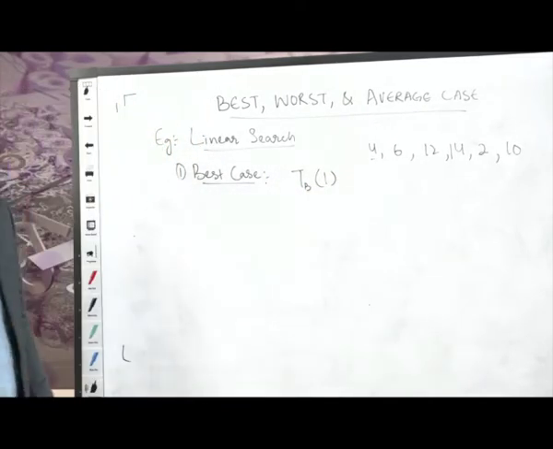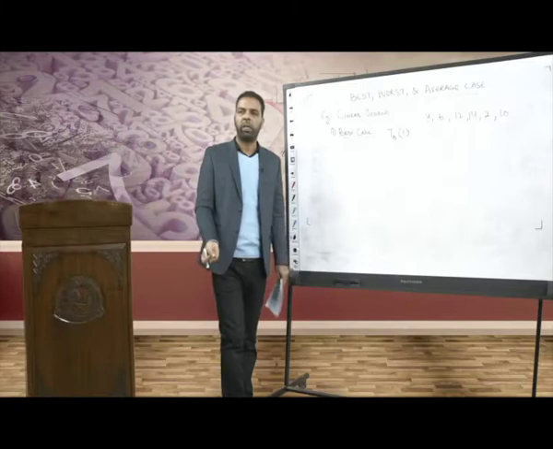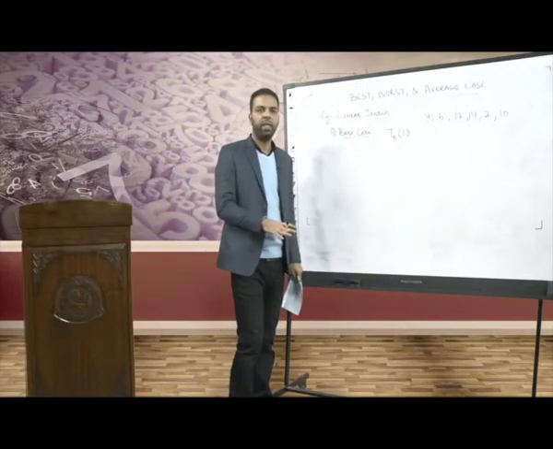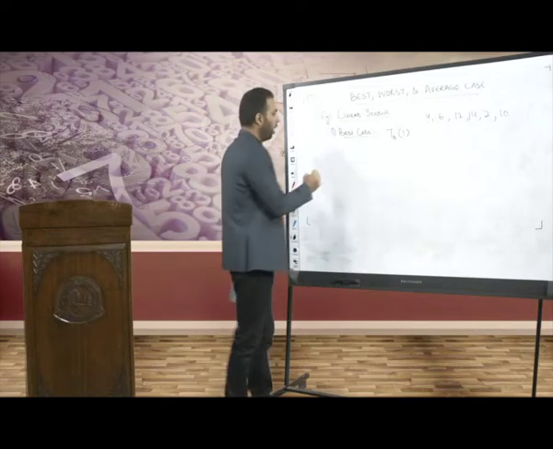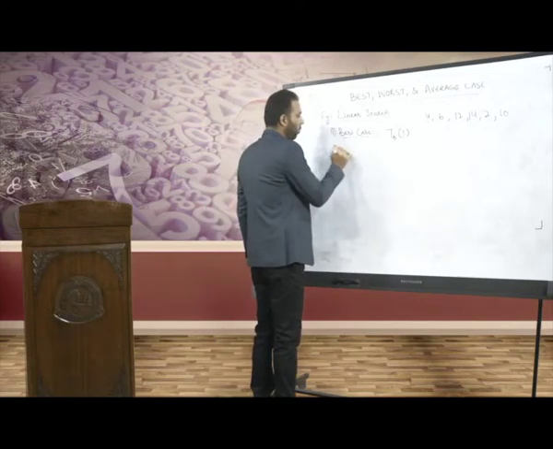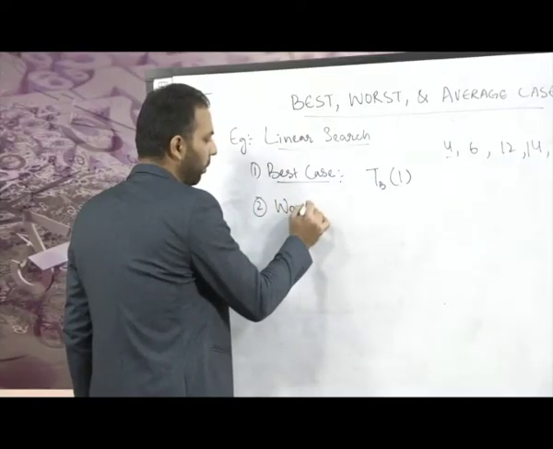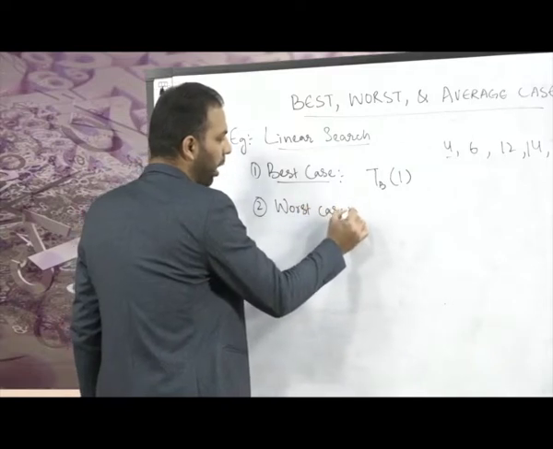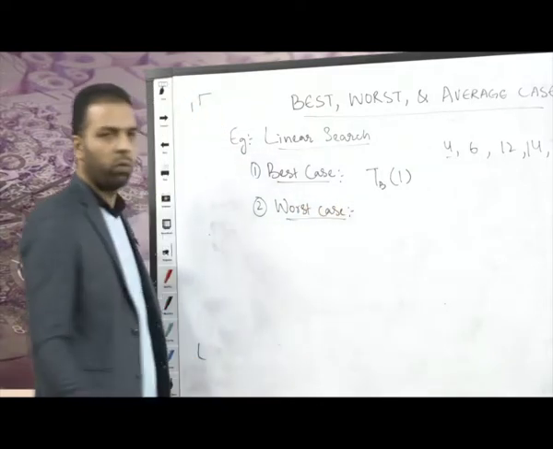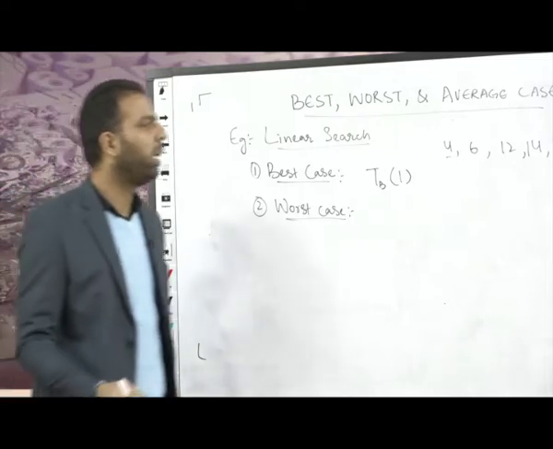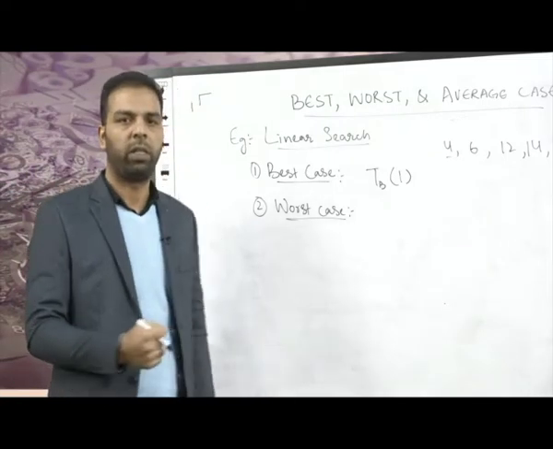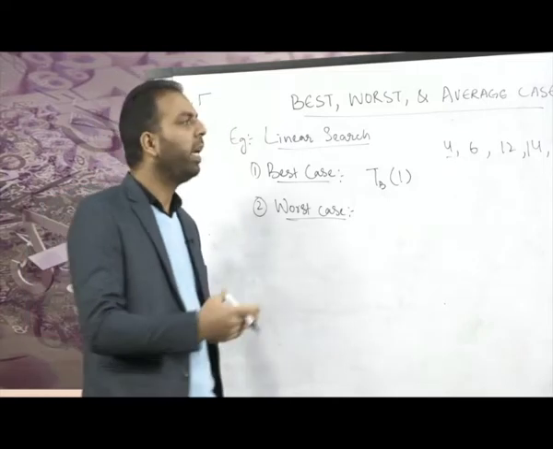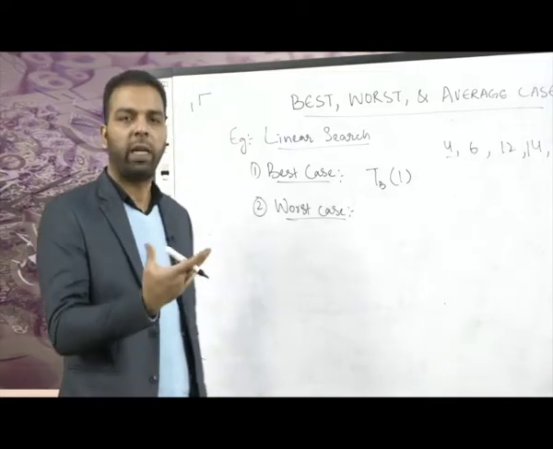It means in the best case, your key element will always be present at the first index, so it will be of constant time, that is 1. In the second case, we'll see the worst case. In the worst case, we can have two scenarios. One is that the element you are looking for is not present in your list, and the second is that it is present but at the end.